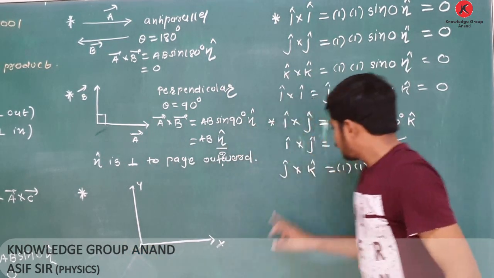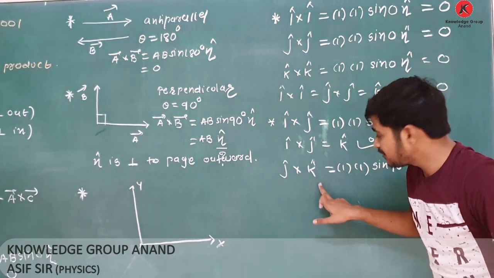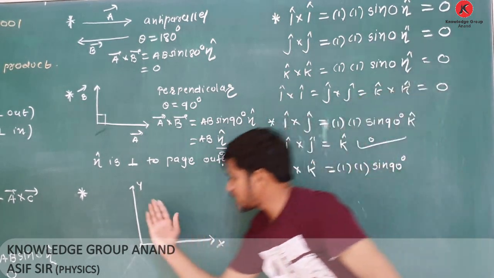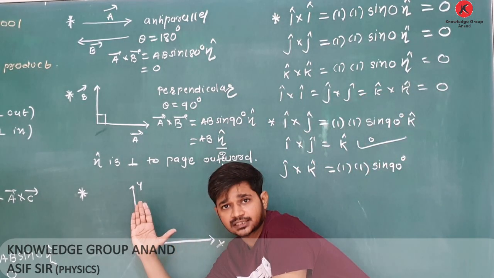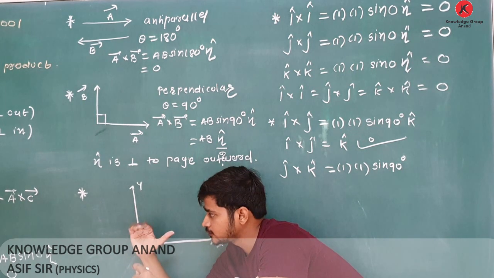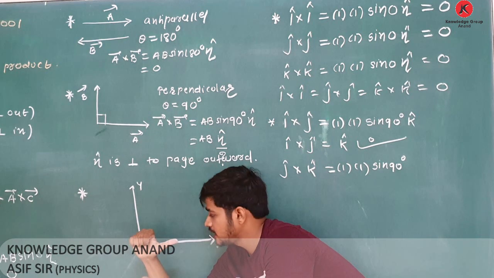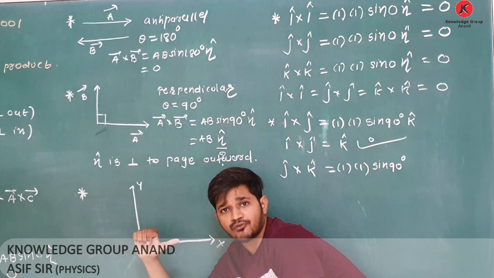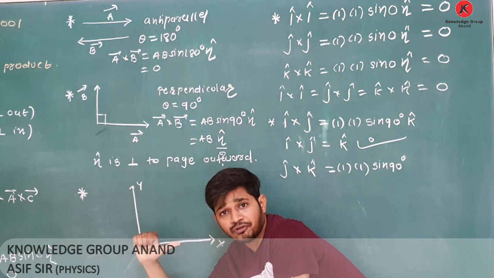Clear? Again, the first vector is j, the other vector is k. Put your hand in the direction of the j-axis, y-axis. The z-axis is perpendicular, pointing outside. So wrap your fingers in this direction. This thumb gives the direction of the vector product. Means it is the direction of the x-axis.